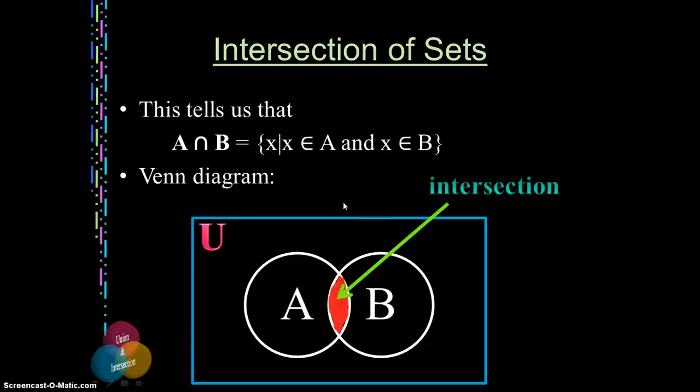Showing that with our Venn diagram. So you can see here the shaded region. This is the intersection of sets A and B. So the intersection is the overlapping part of the two sets. It means all the elements in A that are also found in B.